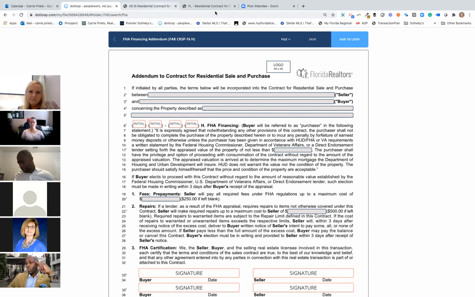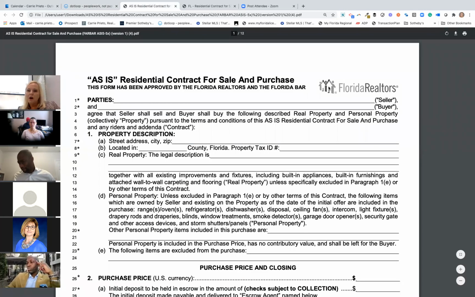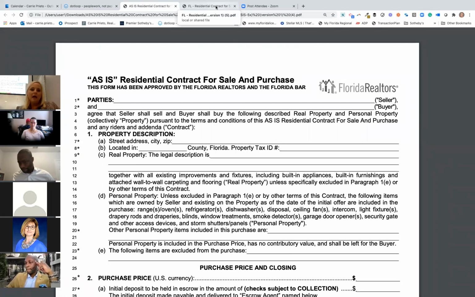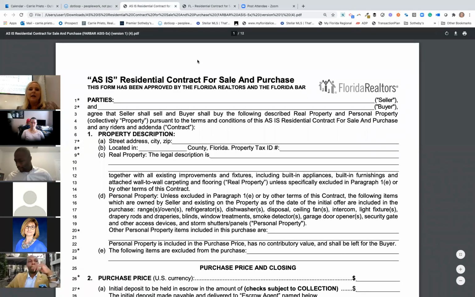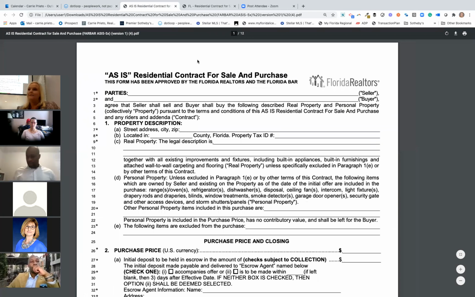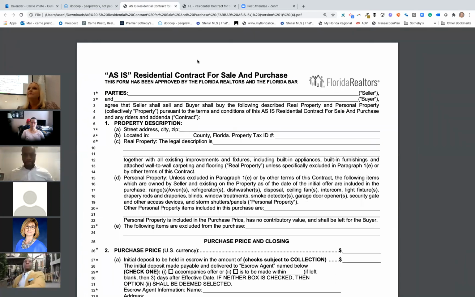Everybody good on that? Okay, so what we're going to talk about to start is the difference between this as is, which God help me, you know how I feel about it, or the residential contract. Now, who can tell me when we started with the as is? Anybody know? After the crash. The as is was never used prior to the real estate crash at all. I hate saying the crash, right? But it is what it is. The bump, the blip.